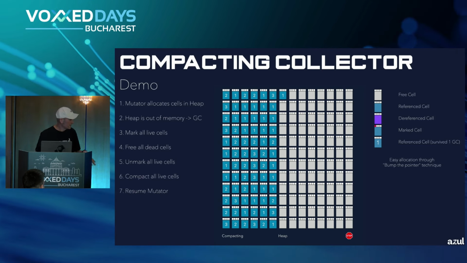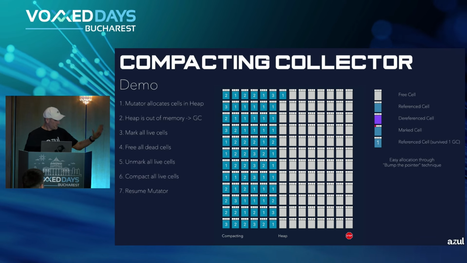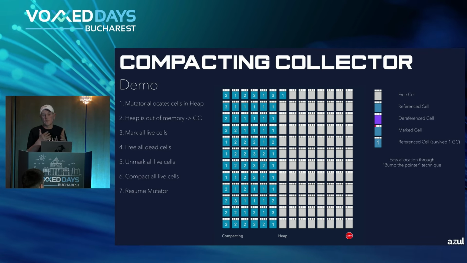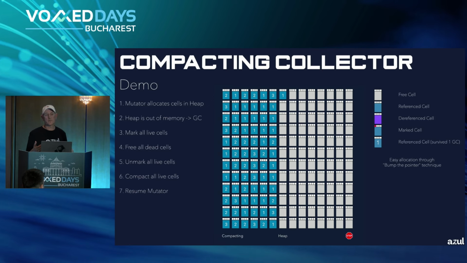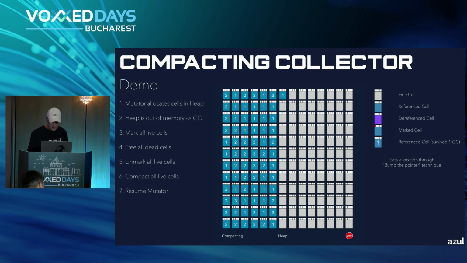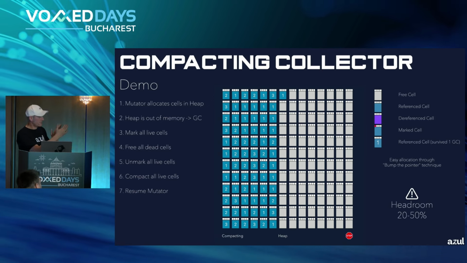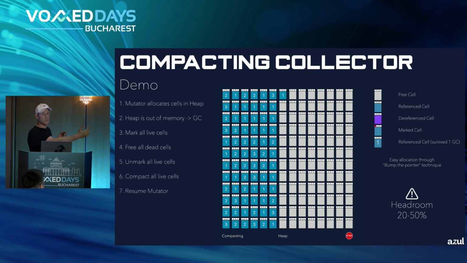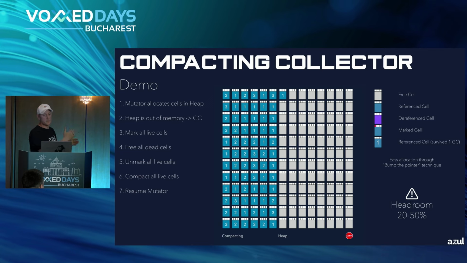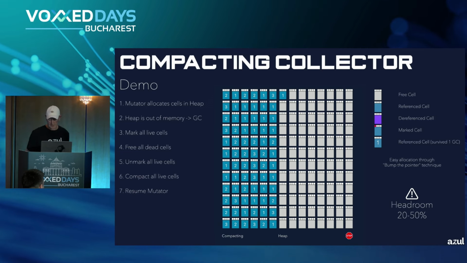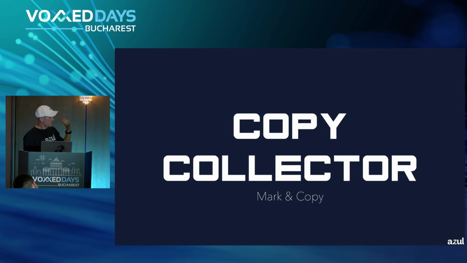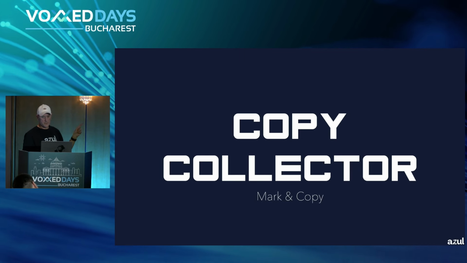So the advantage is we can allocate faster. The disadvantage is we have to copy things, we have to move them around. That means updating references, right? Which might take a little bit of time. And we need some headroom. So that means we can't really use the complete memory, because we need some temporary memory at the end for this compacting algorithm. And now you will see another moving collector, and this is a quite nice one.